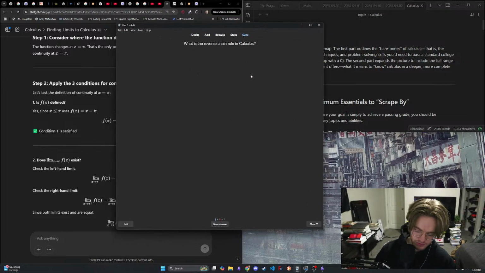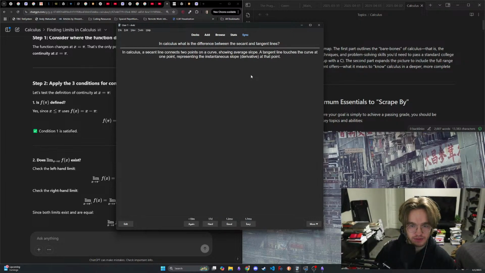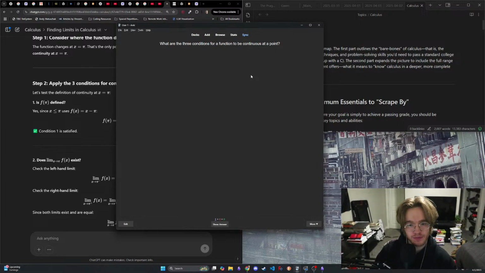Okay. Oh, so this is the one that I need to learn. Okay, secant is for a given curve, two points on a curve, and it is the average of the slope during that period. And the tangent is the instantaneous slope at one point. Okay. It has to be not undefined. It has to be able to be evaluated.